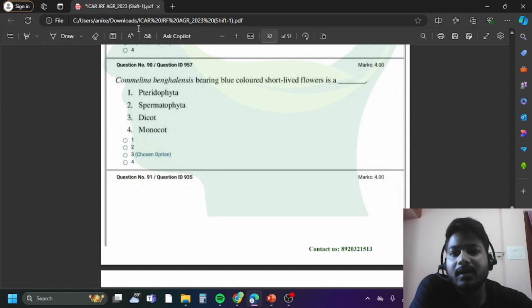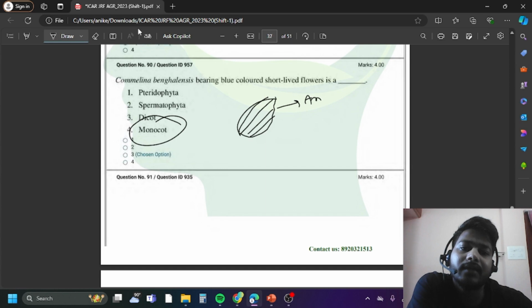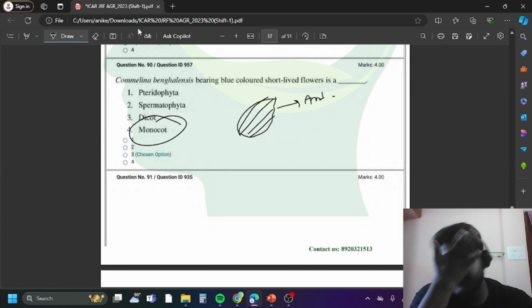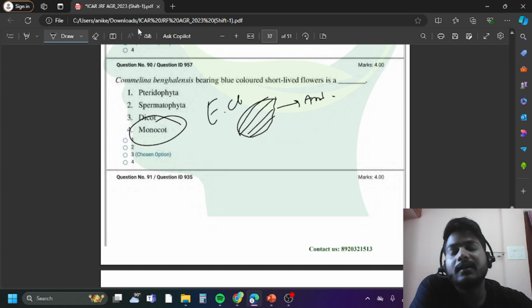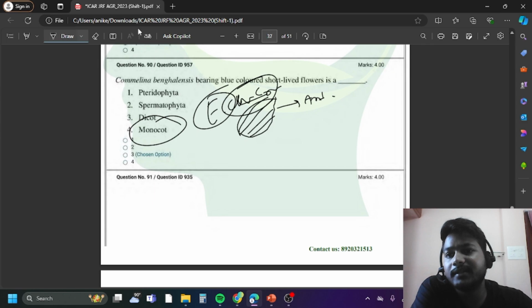Very easy. Commelina bengalensis bearing blue colored short leaf flower is a monocot. It is a monocot weed, because if you see the Commelina bengalensis leaf, the leaf venation is very straight. There is no reticulate venation. The vein is very straight in case of Commelina. One more weed having parallel venation is Eichhornia crassipes. These two weeds are monocot weeds. They are having broad leaf but are monocot weeds. These are exceptions.